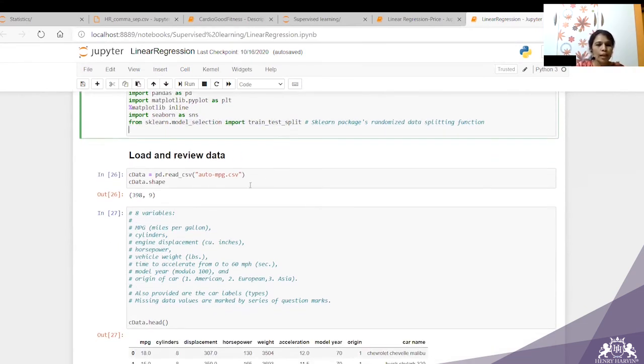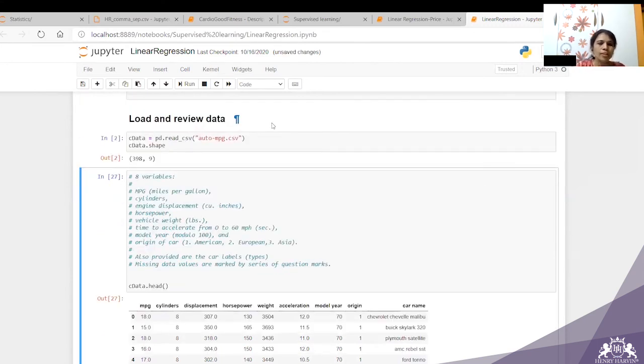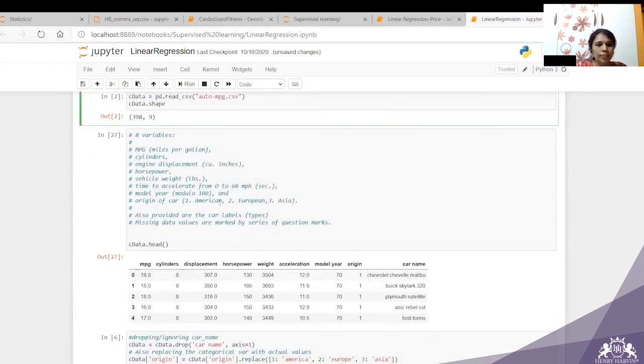Then let me execute it. Then I want to read my file, right? I have stored it in autompg.csv. This is available in your LMS. You can also go to an online repository and check for the data. There are so many CSV files you can take and work on, right?